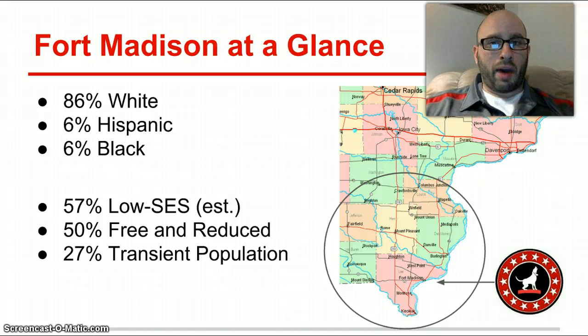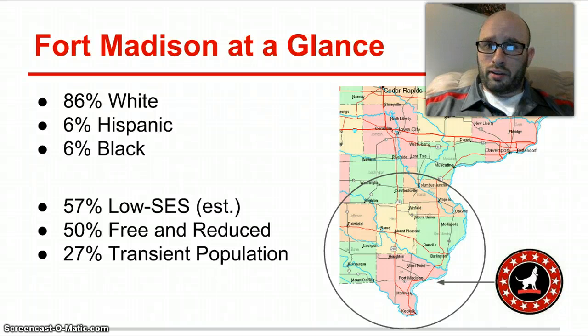I teach at Fort Madison Senior High School, which is located in Fort Madison, Iowa, in the southeast corner of the state. The southeastern corner is considered to be the economic backwaters of the state, so we have a lot of economic issues that exist here. Let's get into looking at our student demographic data.